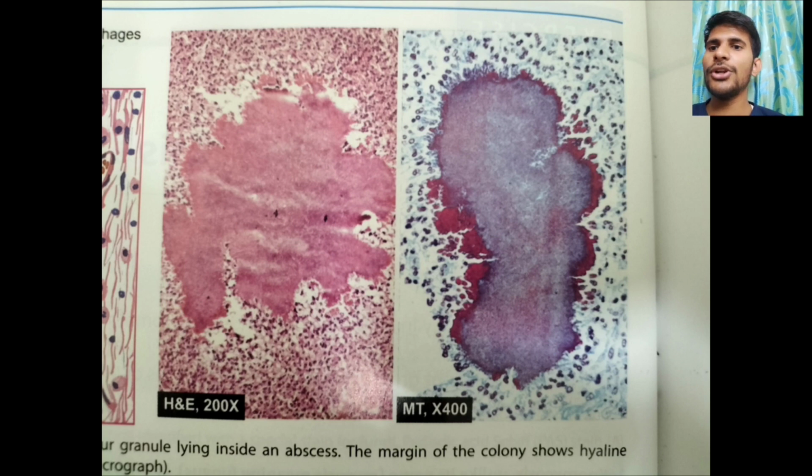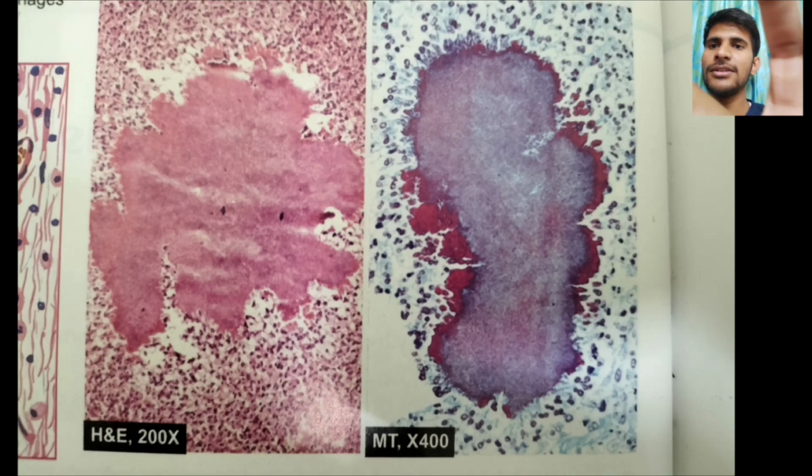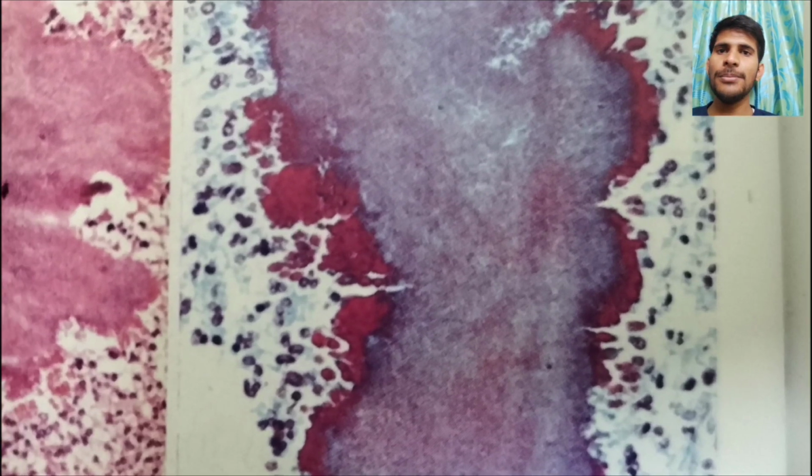This is another microscopic picture. On the left side you can see H&E staining. On the right side you can see the Masson's trichrome stain. On Masson's trichrome stain you can see central basophilic structure surrounded by the club shaped hyaline eosinophilic structure. Okay, let me zoom. You can see now. Okay, I hope you saw.